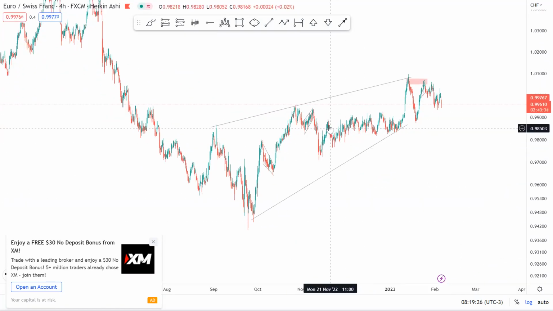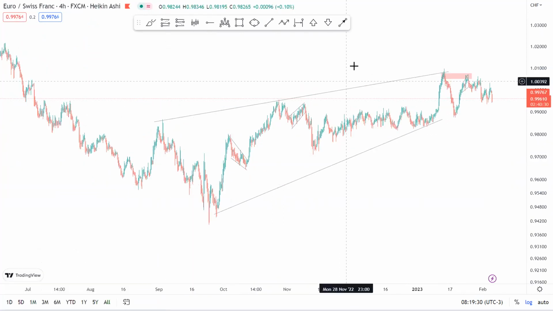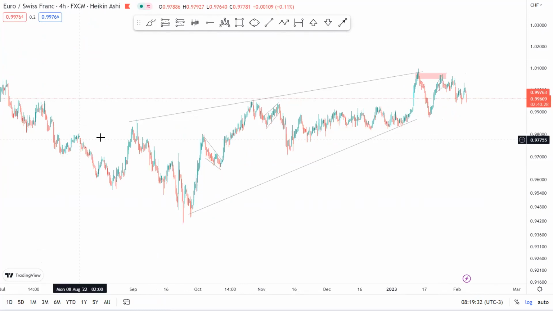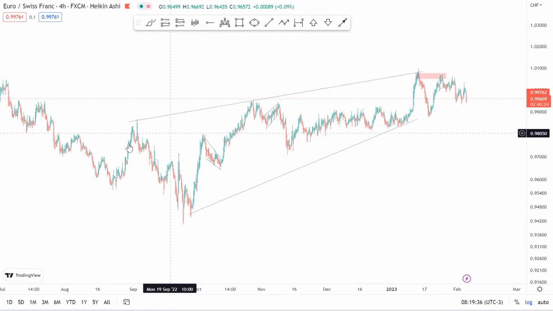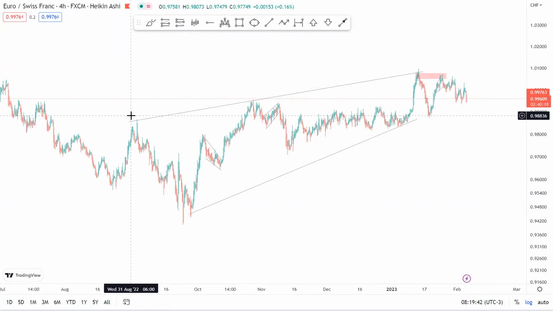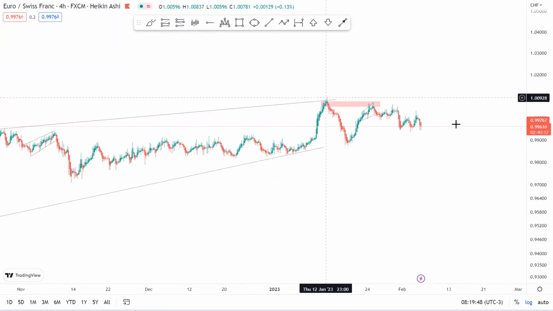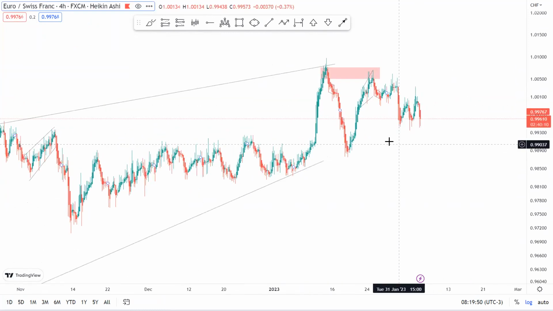Everything is basically simple. This setup is just a structure based off these touches here on the resistance. So it's 3 touches. Remember, the third touch has the highest probability. So our focus was around this point.